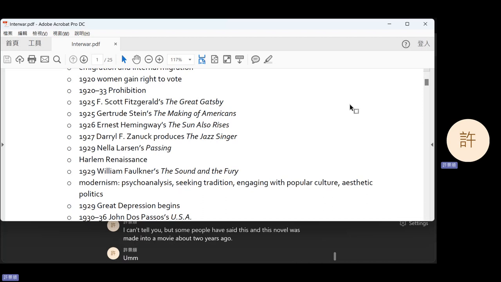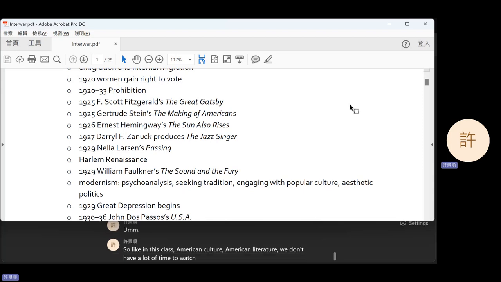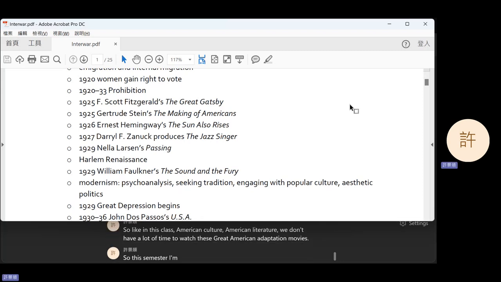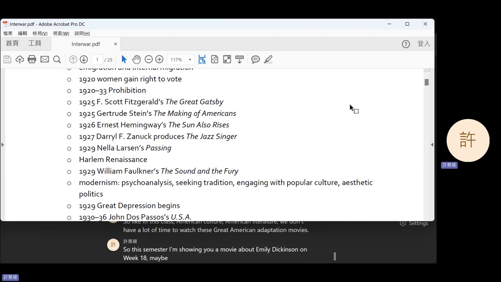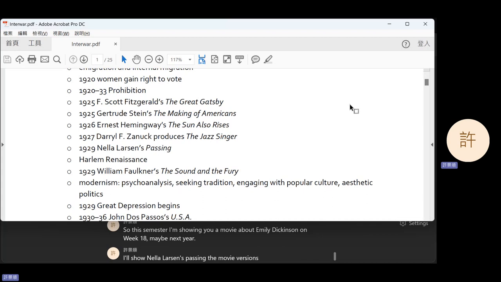So in this class, American culture, American literature, we don't have a lot of time to watch these great American adaptation movies. So this semester, I'm showing you a movie about Emily Dickinson on week 18. Maybe next year I'll show Nella Larsen's Passing, the movie version. Who knows?